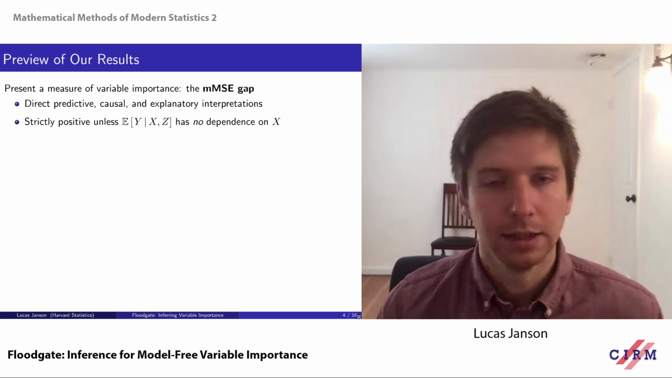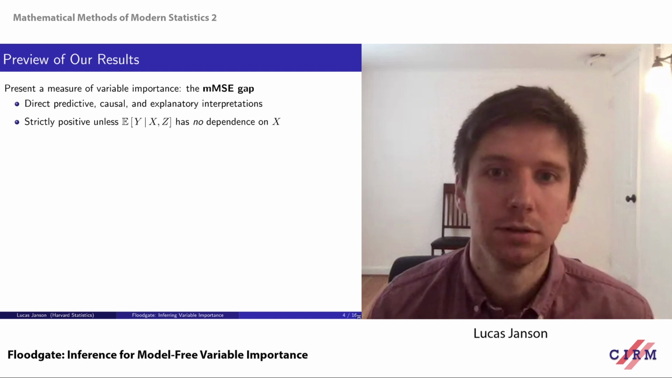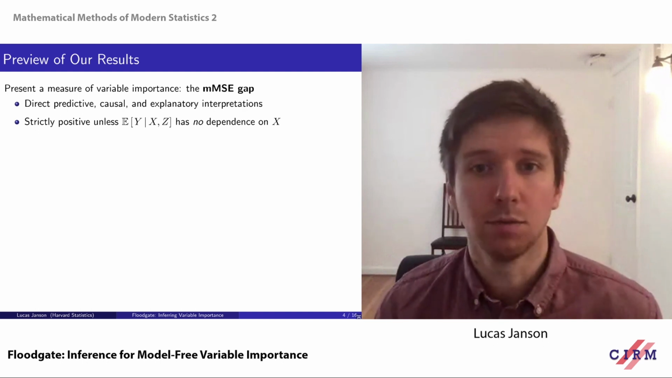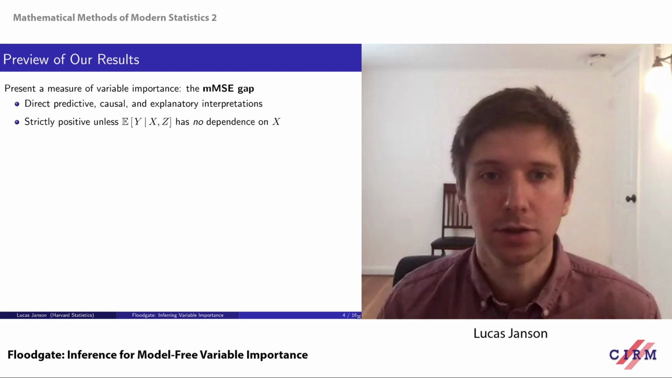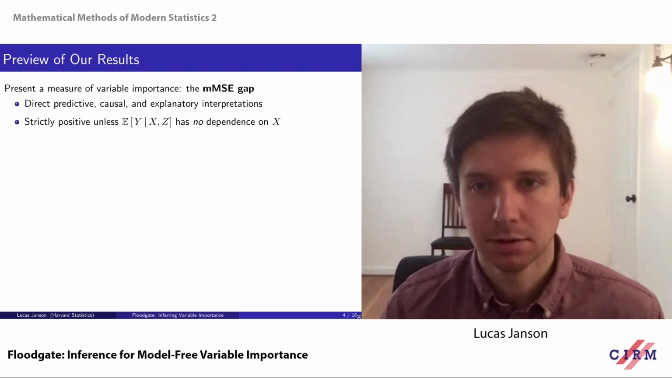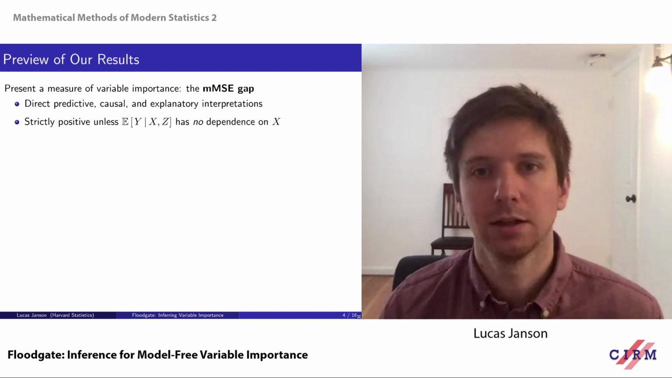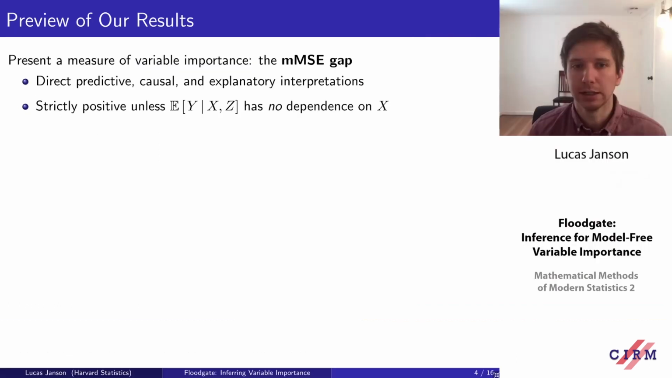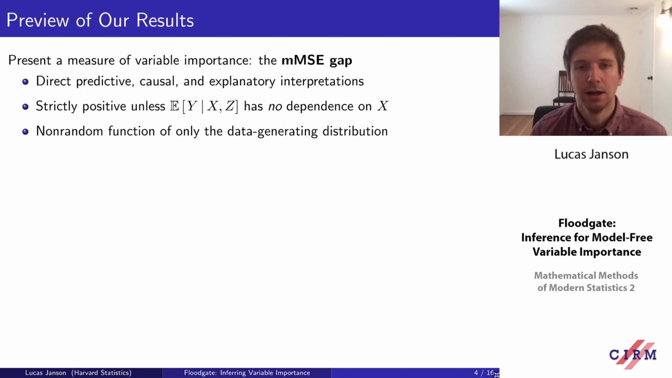But at the same time, it's going to be strictly positive anytime the conditional mean of y given x and z has any dependence on x. So it's only going to be 0 if the expectation of y given x and z has absolutely no dependence on z. So it's quite sensitive, and in particular, it can pick up on arbitrary nonlinearities and interactions between x and z in their relationship with y. And importantly, it's a completely non-random function of the data generating distribution, and only the data generating distribution. And so, from a replicability standpoint, it'll mean the same thing from study to study.